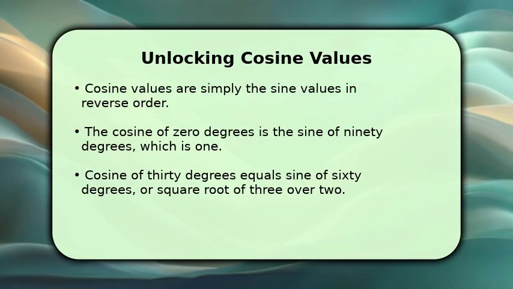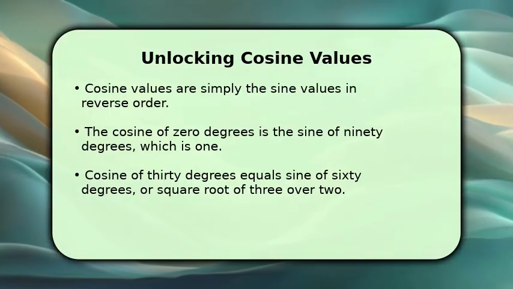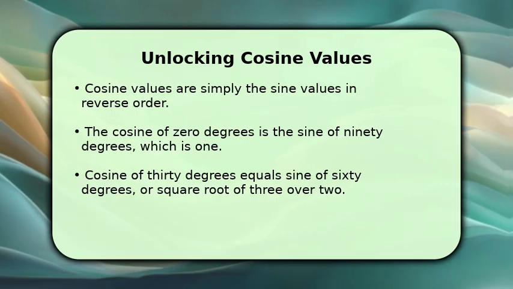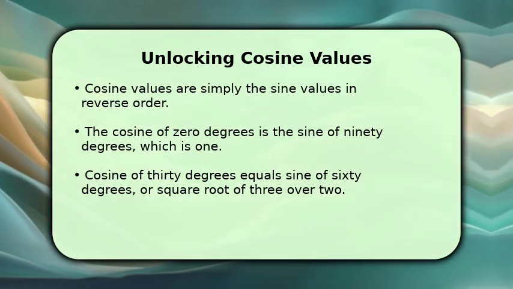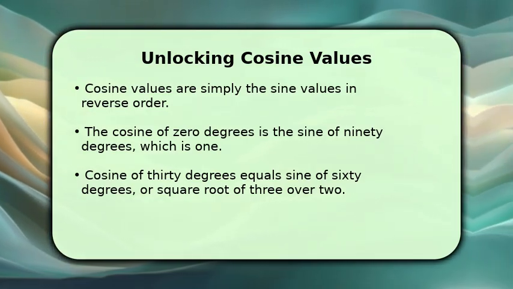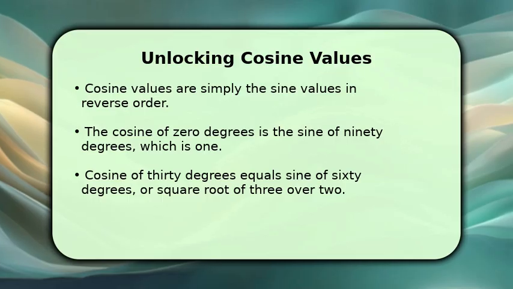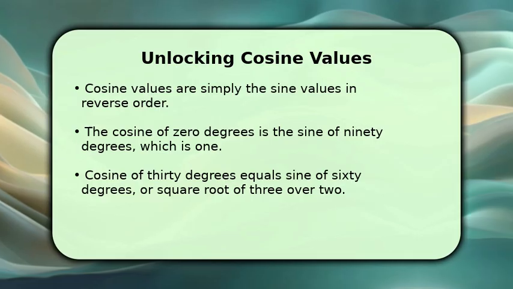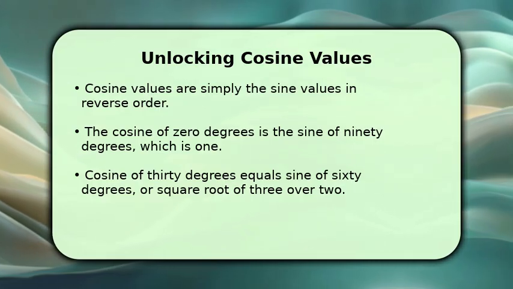Now for cosine values, it's incredibly simple once you know sine. The cosine values are just the sine values in reverse order. So the cosine of 0 degrees is 1, the same as sine of 90 degrees. Cosine of 30 degrees is the square root of 3/2, matching sine of 60 degrees.